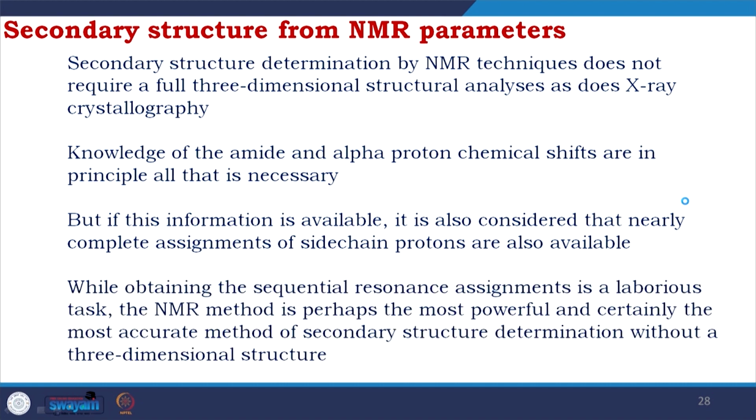While obtaining the sequential resonance assignments is a laborious task, the NMR method is perhaps the most powerful and certainly the most accurate method of secondary structure determination without a 3-dimensional structure. So, there is a hierarchy in the architecture, but if you think about X-ray crystallography, I have talked about the process details.